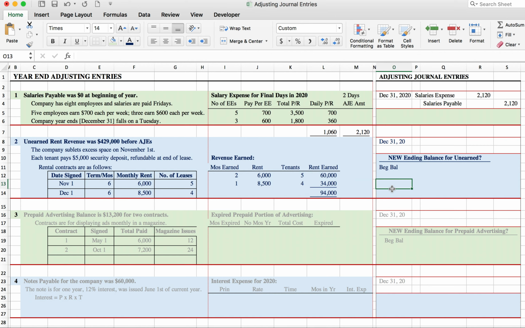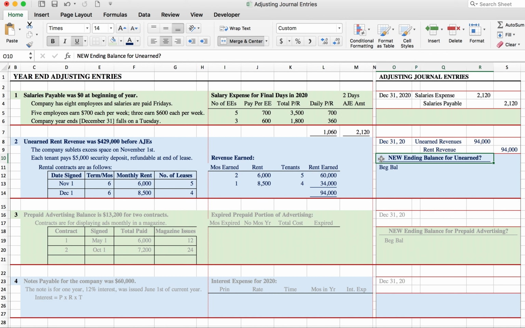So my adjusting journal entry in this case, again, I'll go ahead and we'll put that up here. We'll change the font to navy blue. In this case, I need to reduce the unearned. And the way that I reduce the unearned is I'm going to debit unearned revenue because it's a liability. And I debit it for $94,000. So that's the amount that I want to reduce it by. And I'm going to credit rent revenue because revenue increases on the credit side.